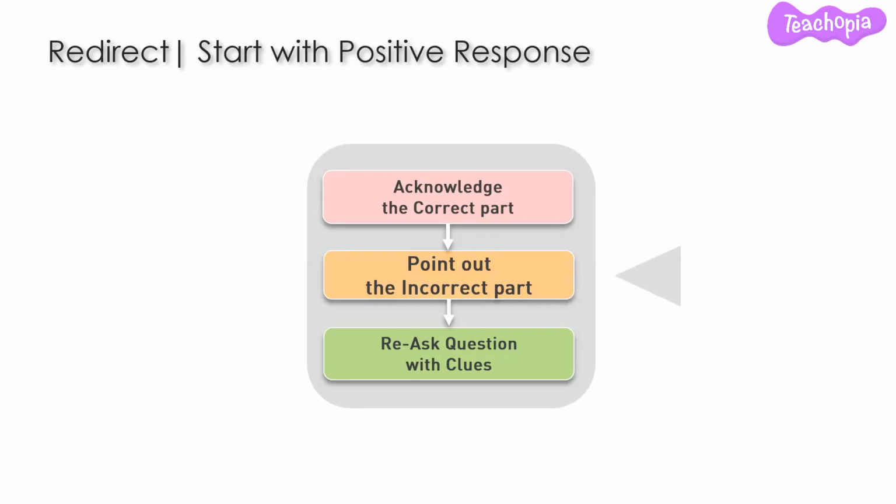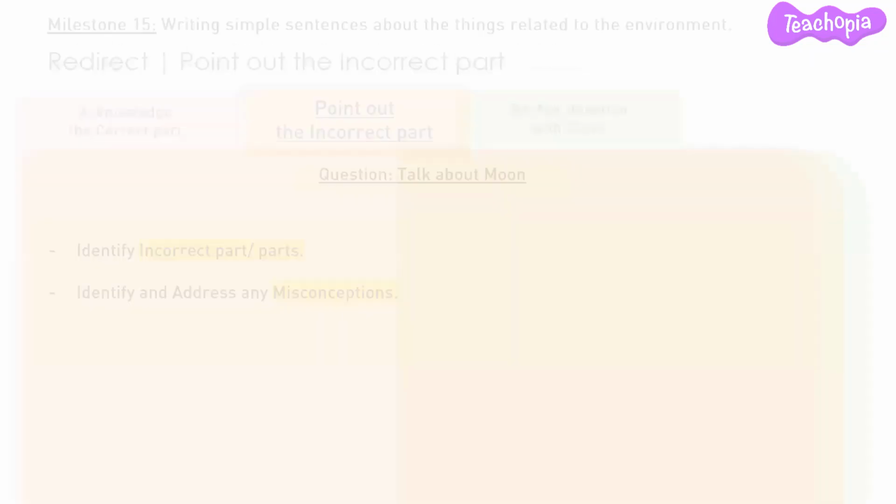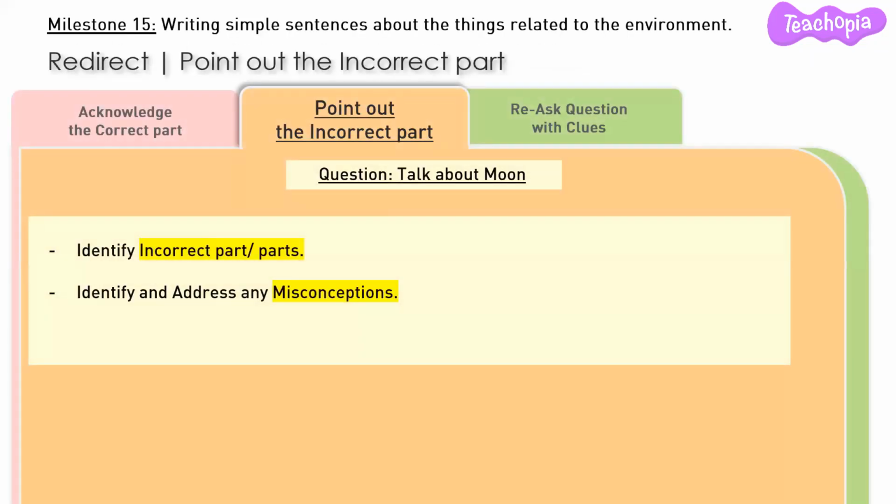But it is equally important to point out the incorrect part, because as much as we want to encourage the students to give the right answers and to try at answering, we want them to realize what mistake they're making. So that is another positive thing that we need to do with our learners. How do we do that? We generally do that by first very keenly identifying the incorrect part, which might be more than one part sometimes, and also try and identify if there are any misconceptions.